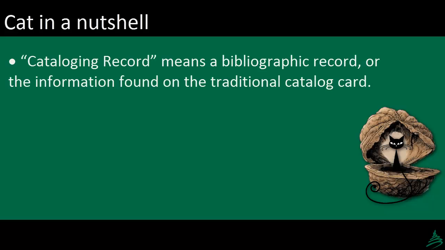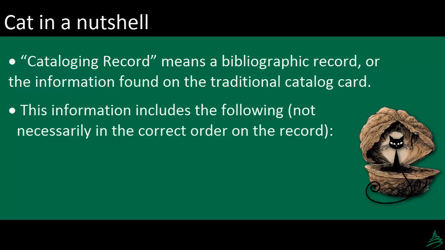So, cataloging in a nutshell. A cataloging record is also synonymous with a bibliographic record. That is the information that is in the catalog that explains or describes the item that you have in hand. So that term is going to be used frequently. It means the same thing, cataloging record or bibliographic record. The information it includes is the following, but not necessarily in that correct order.